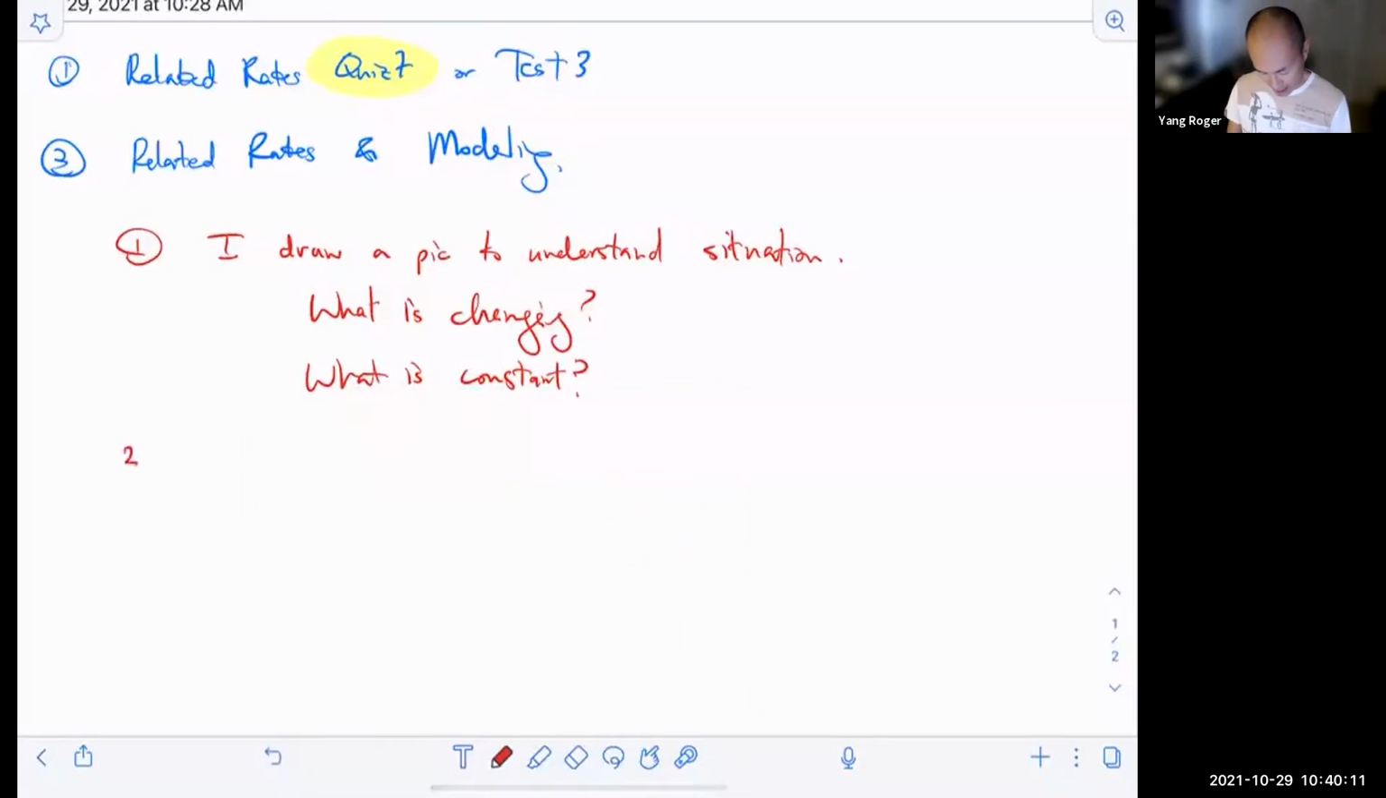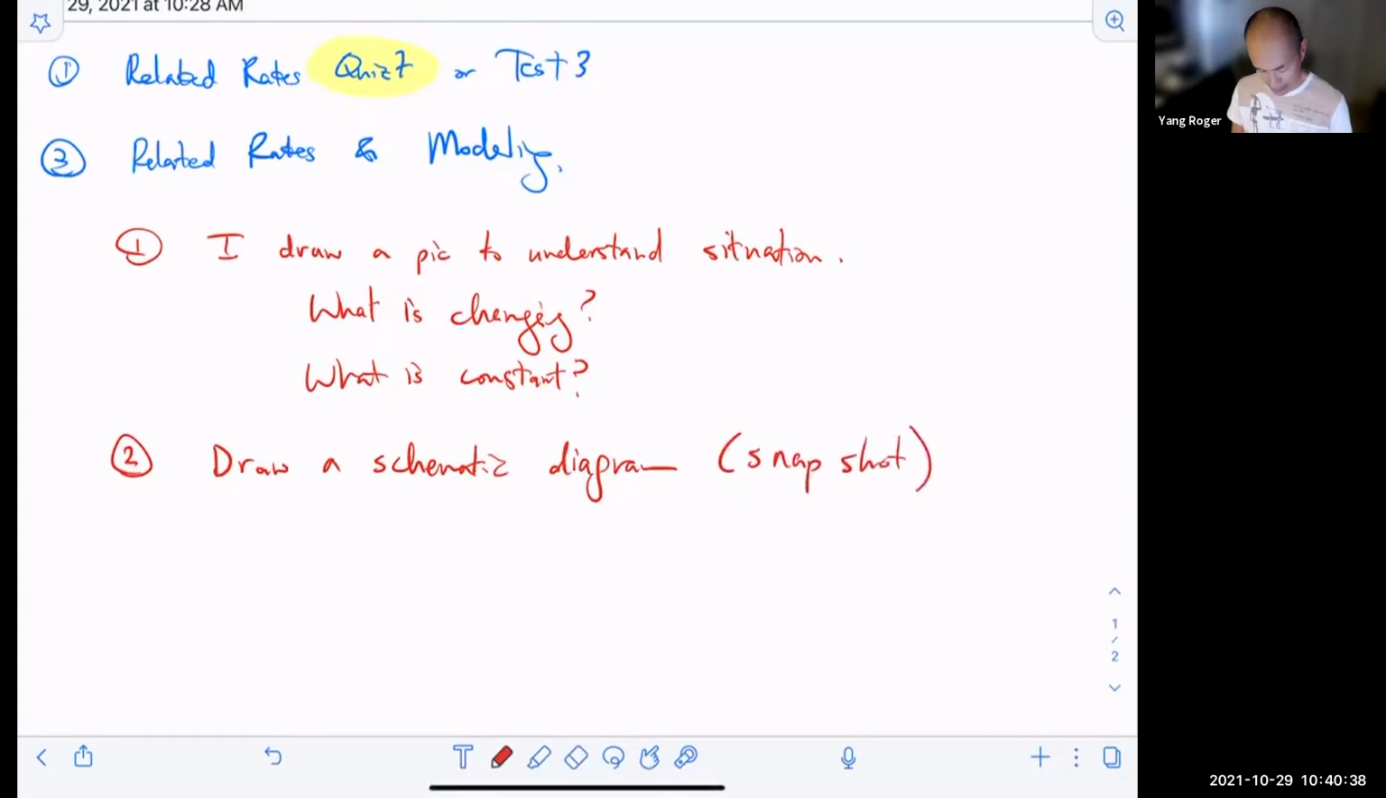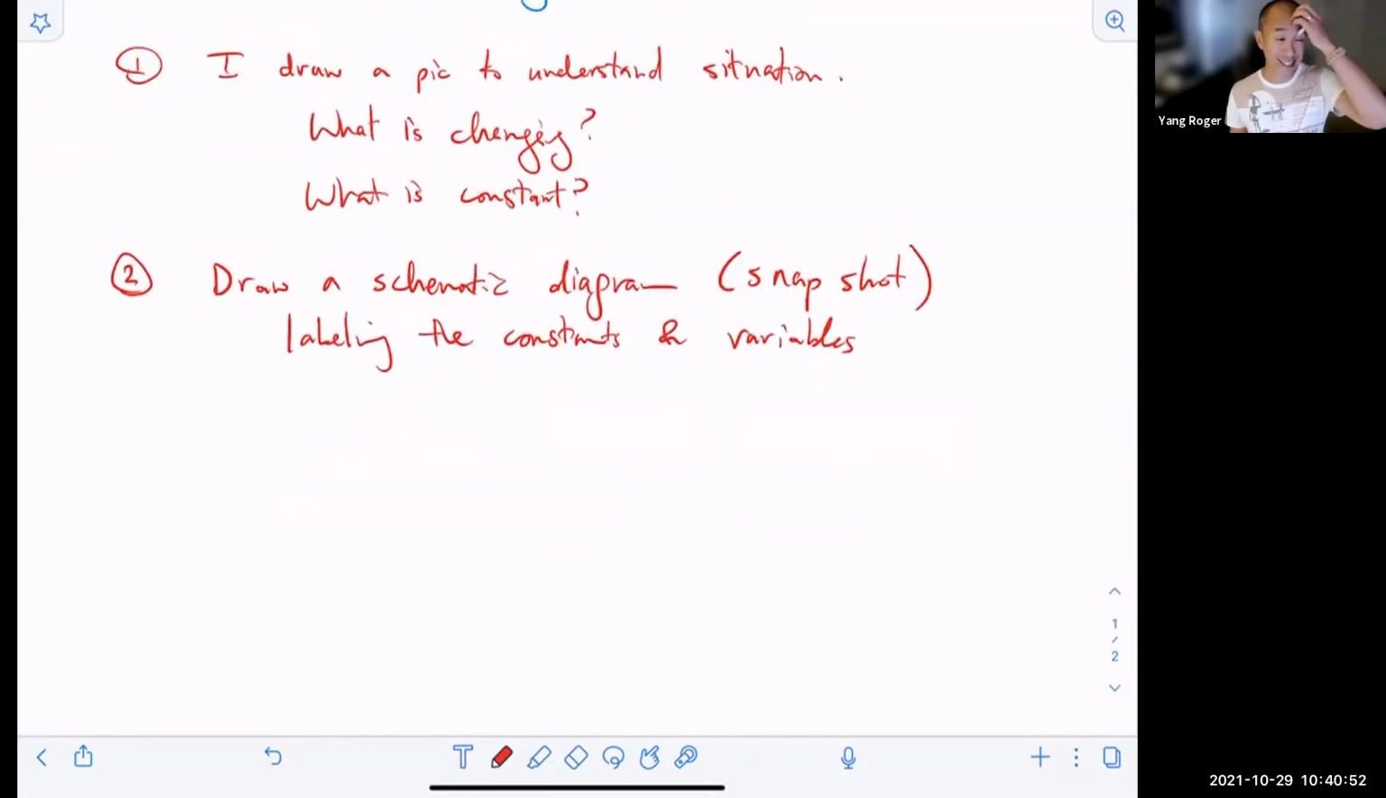So the second thing that I want to do is draw a schematic diagram, labeling. I think of this almost as like a snapshot. And I'm labeling the constants and the variables. So what's this snapshot that I'm talking about here? That's always the picture I draw kind of off to the side.